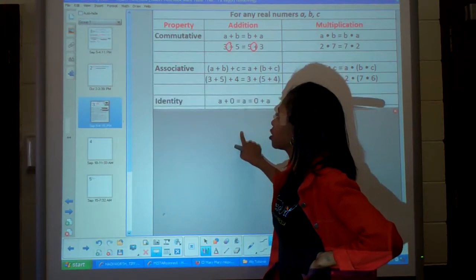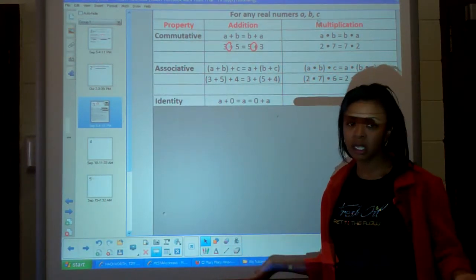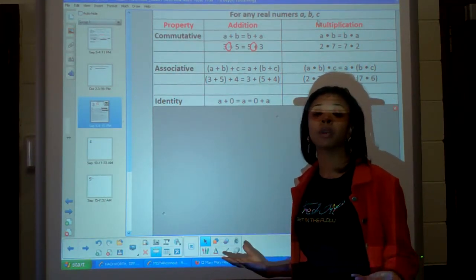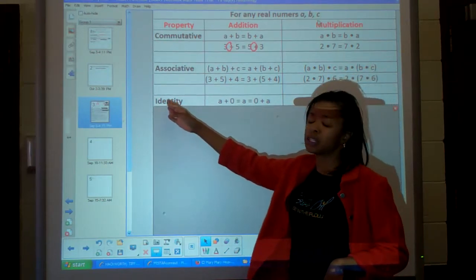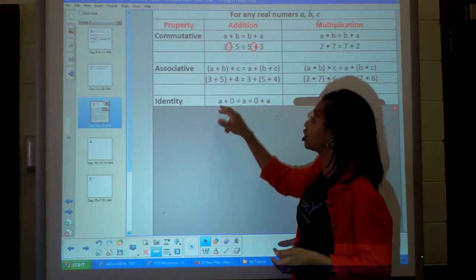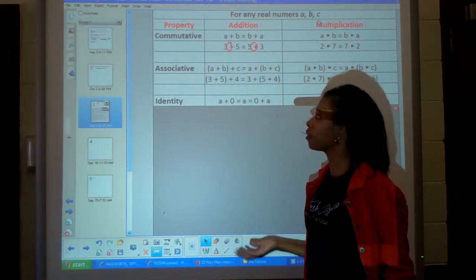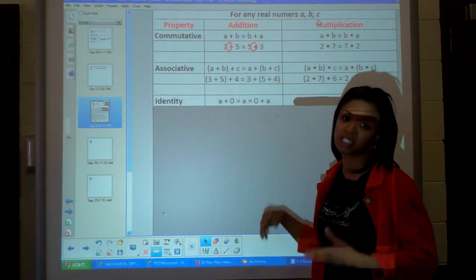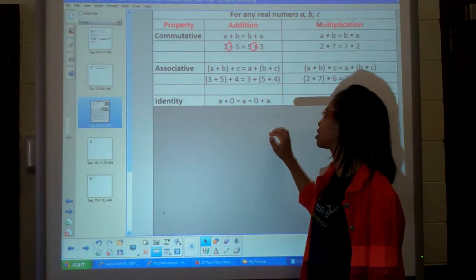The next property is going to be the identity property. Identity just means pretty much that when you look in the mirror, you get an identity of yourself. You see a reflection of yourself. Identity for addition is A plus 0. A plus 0 is equal to itself. I can switch it around and do 0 plus A. It's still equal to A. It doesn't matter if I switch them around: A plus 0, 0 plus A.